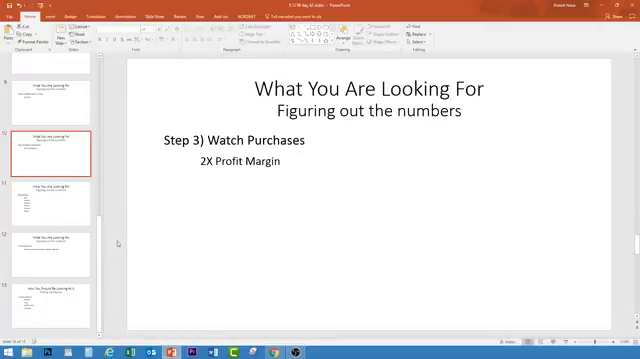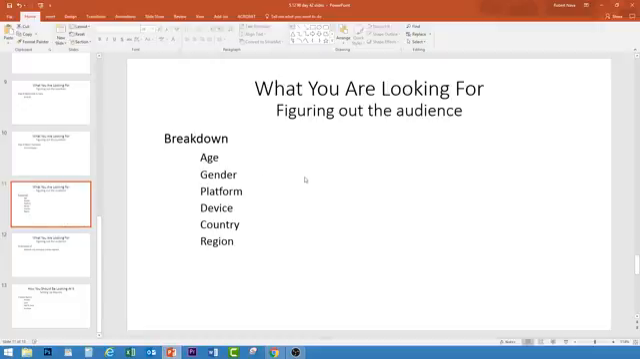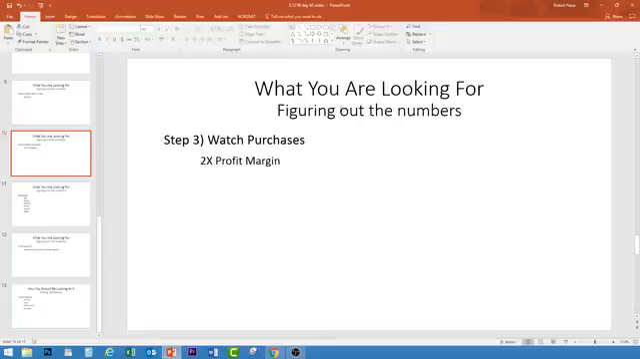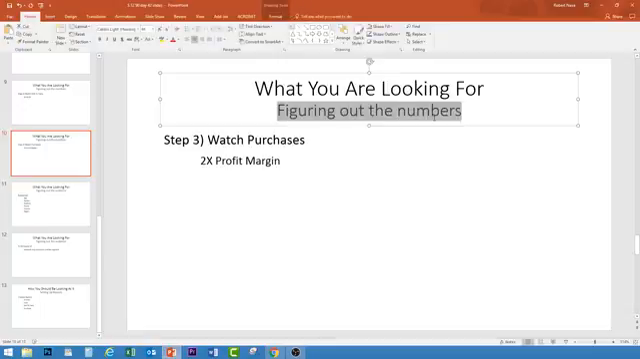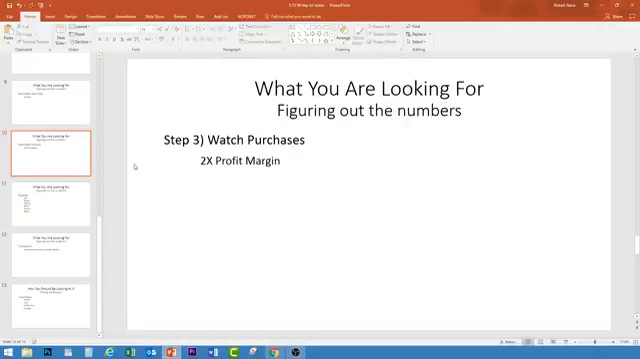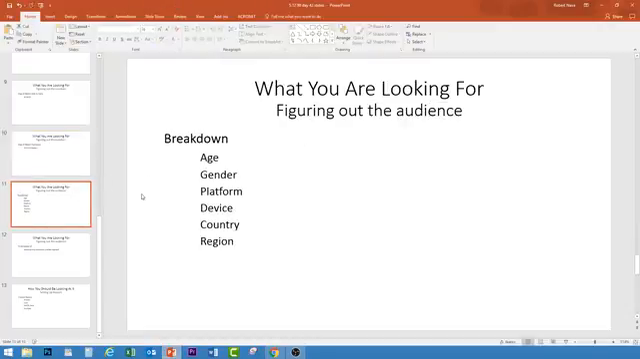Now let's look at some more things that you're looking for in your reporting. Notice the difference on this one. This one says what you are looking for, figuring out the numbers. That's what we were looking at before. We're trying to figure out some numbers. But now you can figure out who your audience is. Are my conversions costing me $10 because Facebook's showing it to the wrong people? And you might ask, what do you mean, showing it to the wrong people? I'm targeting people. Well, there's some stuff in there that you really might not know without looking at some of the breakdown within reporting.